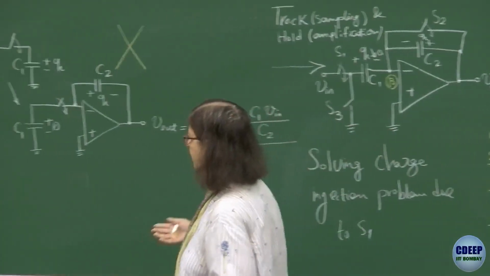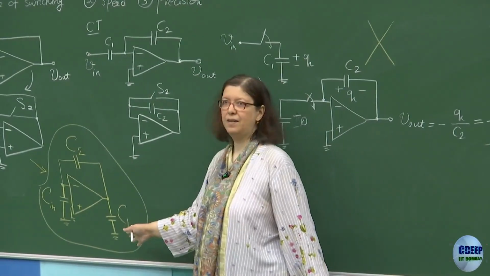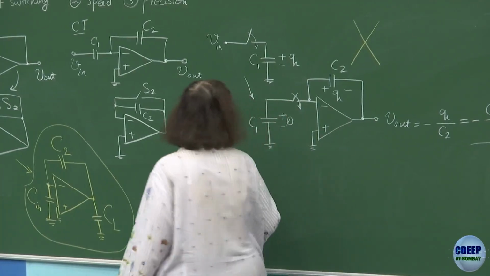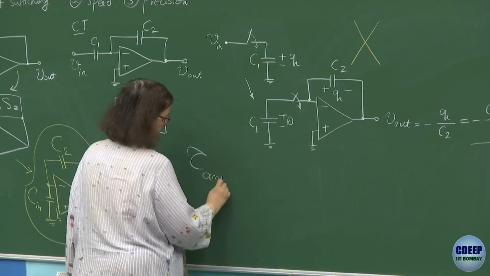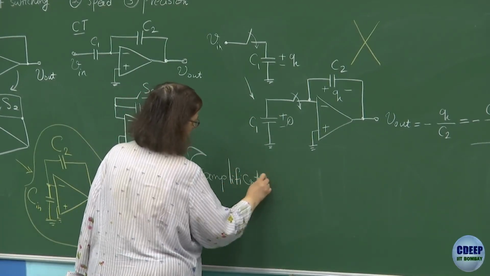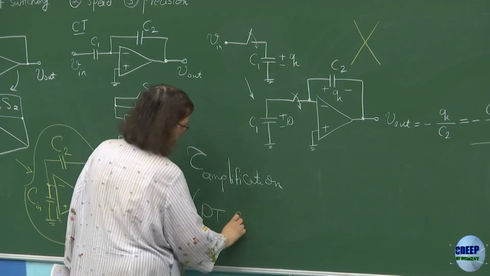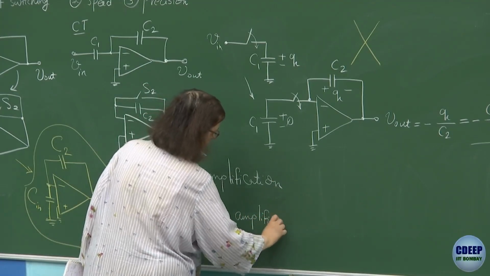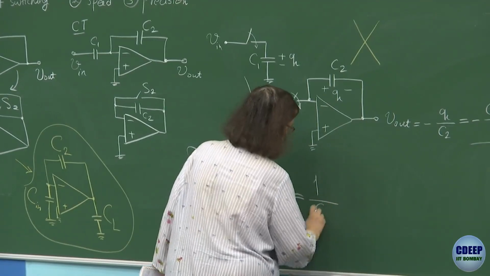And do you remember it was a function of Gm? Cin, C2, CL, tau. So therefore, we write again same thing. Therefore, tau amplification for discrete time amplifier will be equal to, like it was, 1 upon Gm.